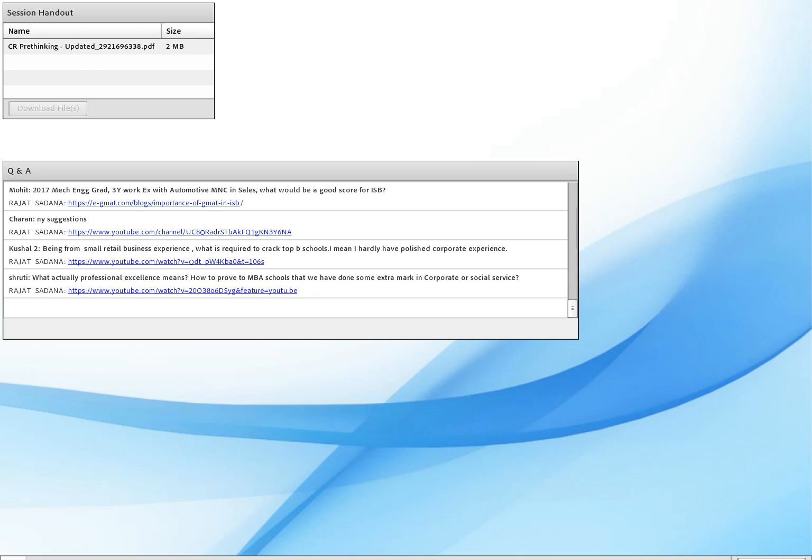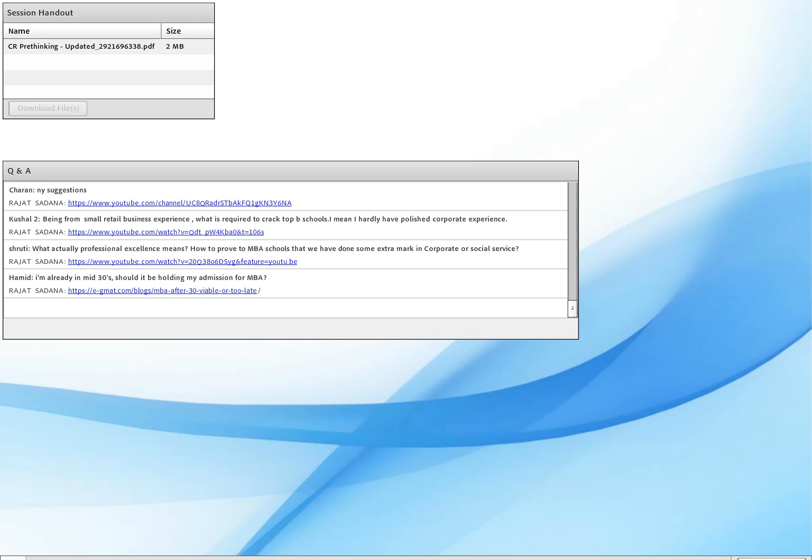Hamid says, I'm already in my mid 30s. Should that have an impact on my admissions? Yes and no, Hamid. Let me share an article over here. And we have many such articles, which this article links to. But essentially, the principle here is if you are 30 years or older, if you have 8 years of experience, the answer to the question why MBA, regardless of whether your school's asking that specifically, becomes really important, because the schools need to know why an MBA at this stage of your career is the right thing for you. So that's really important for you.